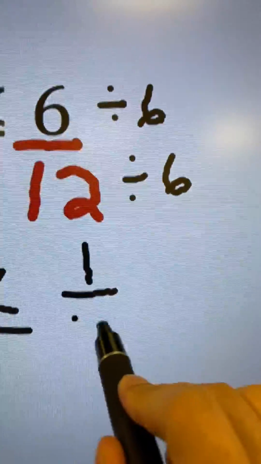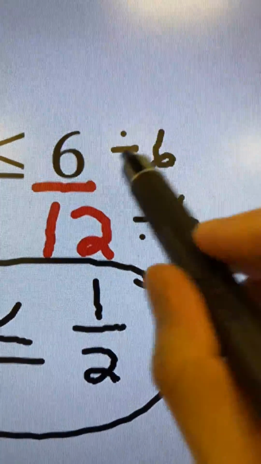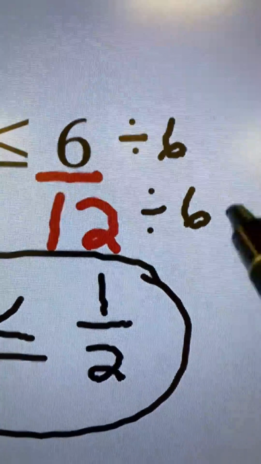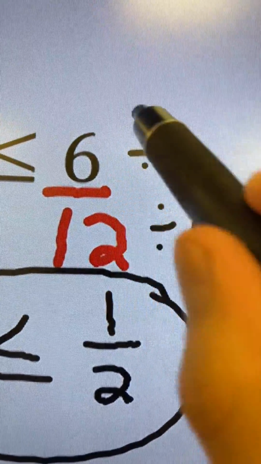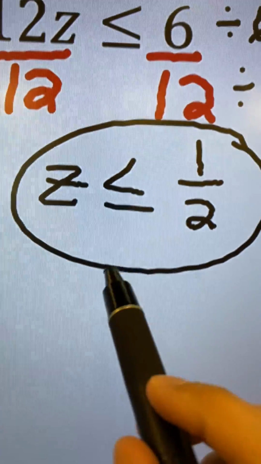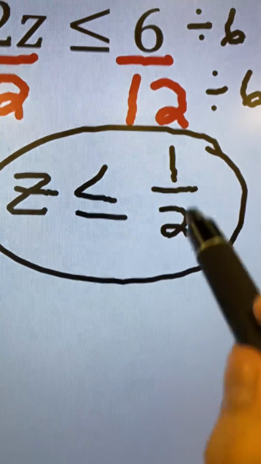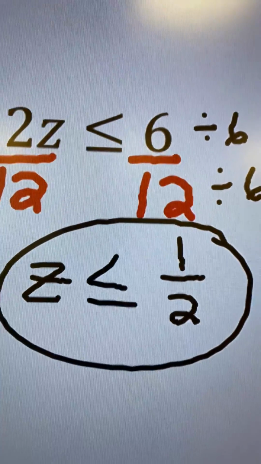And just as a side note, when you're dividing each of these by the same number, that's called the greatest common factor. In other words, 6 is the biggest number that could divide into 6 and 12. And you can see here, my solution set for this inequality would be any number less than or equal to 1/2 would be a solution to this inequality up here, 12z less than or equal to 6.